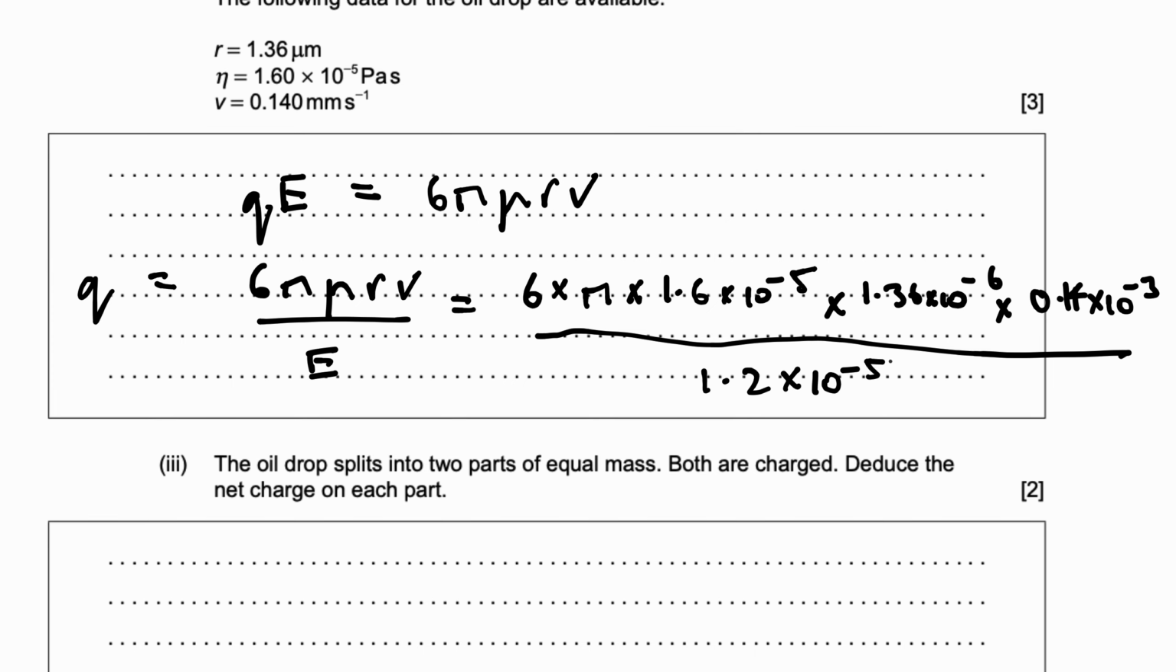So putting this in my calculator, what do I get? Make sure you put all the numbers correctly. Also make sure you convert all the units to the right ones that we need. In this case, we need to convert micrometer to meter and millimeter per second to meter per second. All these conversion factors are given in your data booklet, so just be careful about that.